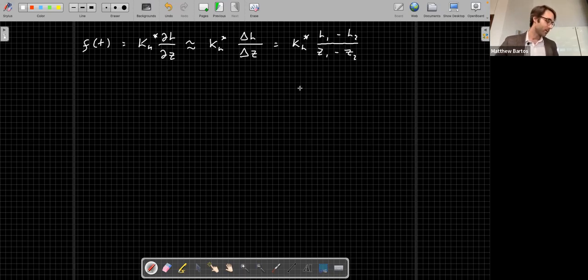So what's another expression for this denominator here? What is Z1 minus Z2 equal to? ZF of T, exactly. So this denominator is equal to ZF of T. For H1 and H2, these are the heads at those two locations. For the Green-Ampt model, we are going to assume that the ponded depth is very small. So there's almost no ponded water at the surface, perhaps because it runs off the hill slope. And in that case, H1 is equal to Z1. So I'll just write: ponded depth is small.